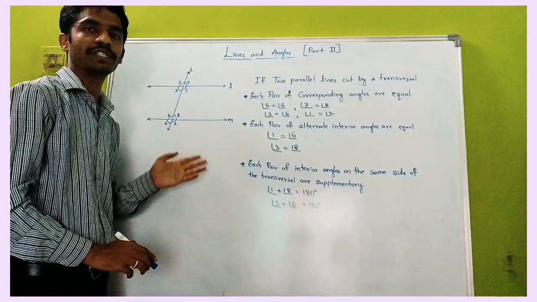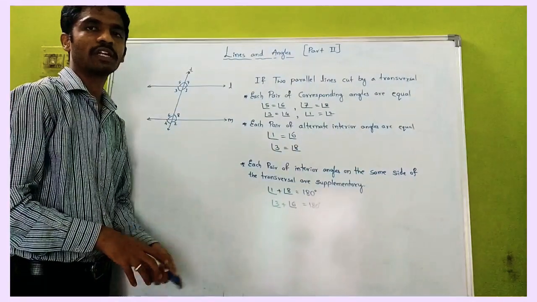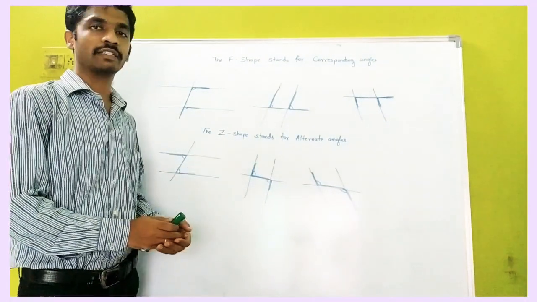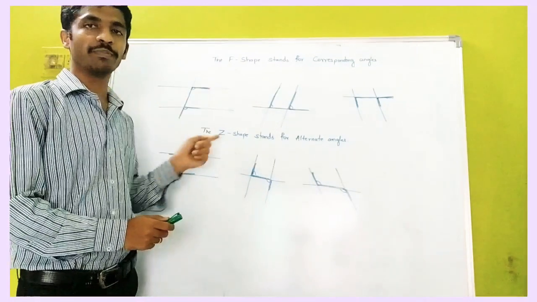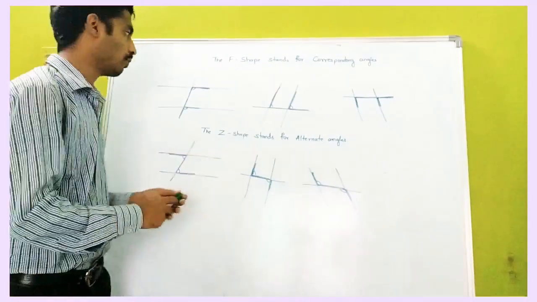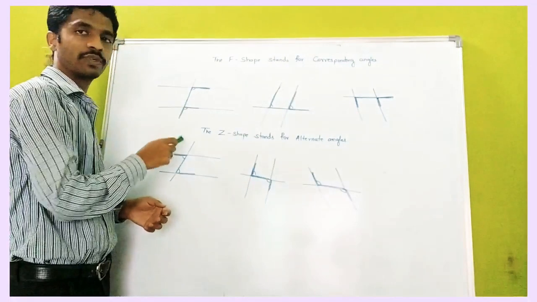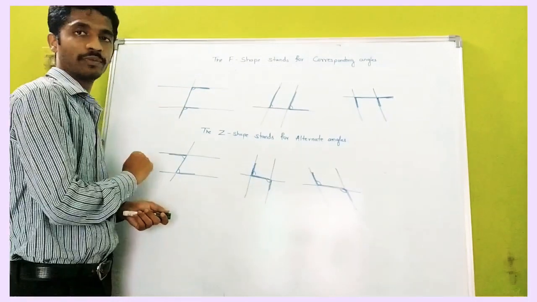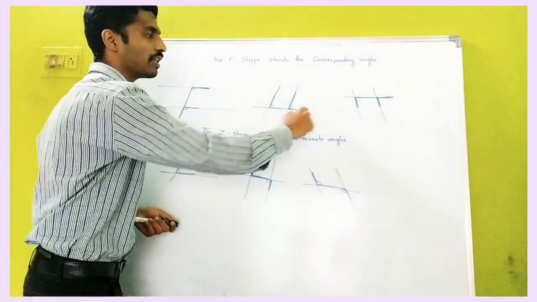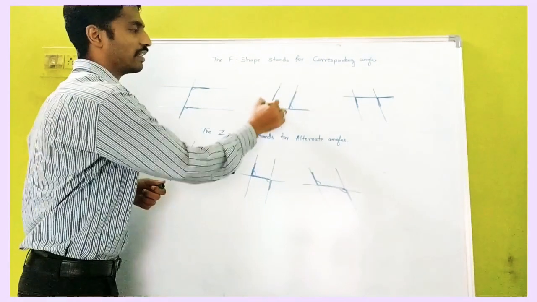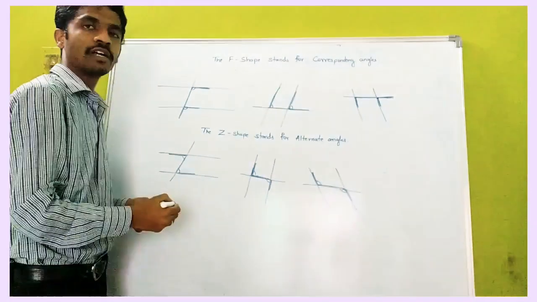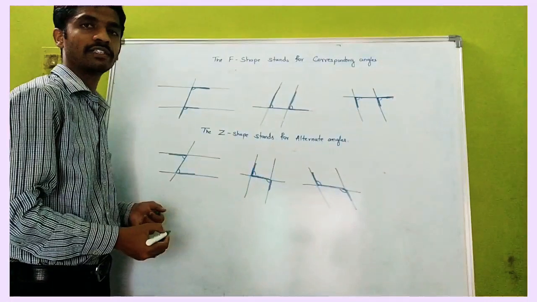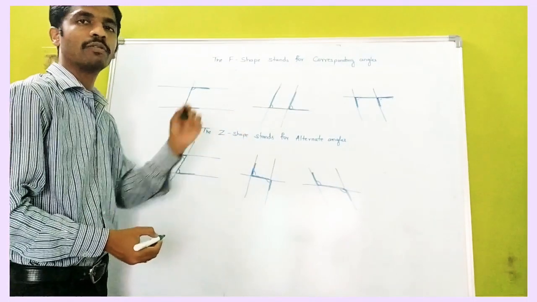So this is the basic concept to solve problems on lines and angles: how to find the corresponding angles as well as alternate angles. Whenever you get an F shape, it stands for corresponding angles. How? See here, two lines are parallel with one transversal. Here I am making the F shape, so these two angles are corresponding. And here, two lines are parallel with one transversal, and I am making the F shape again, which gives us corresponding angles. So here also these two are corresponding angles, where we are getting the F on the bottom side.